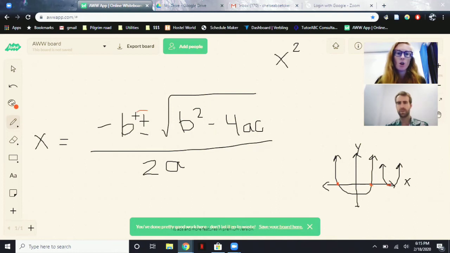This is kind of where the plus or minus comes into play, because you're going to get that solution. It's usually a positive or negative solution. But we'll talk a little bit more after we've done a couple of problems. So this is the formula.